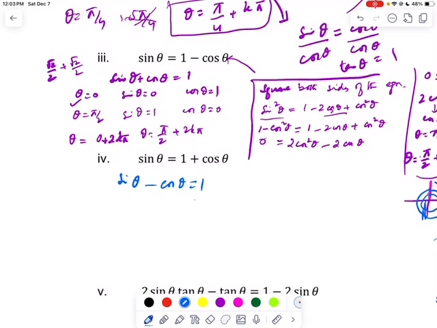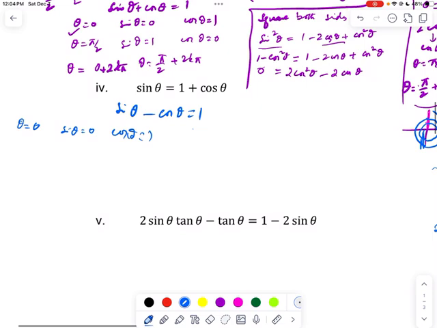What happens when theta is 0? Like we did before. When theta is 0, sine of theta is 0, cosine of theta is 1. So can you see what you will end up getting? You plug it in, you get 0 minus 1 equal to 1, which is not correct. So this means theta cannot be 0. You get 0 minus 1 equal to 1, which is not true.